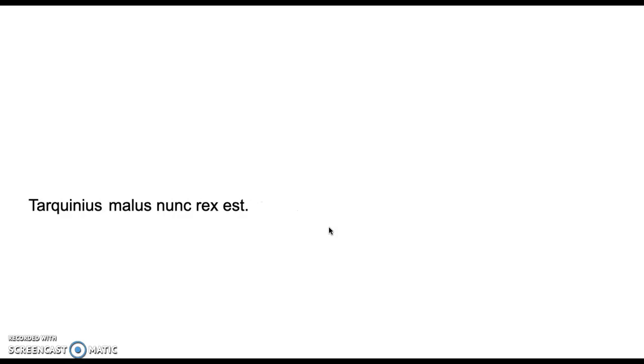And our last sentence, fairly straightforward. The only thing you might need a reminder on is the word rex. We've seen that before. It is the word for king. It is masculine singular nominative because it is in the nominative case.